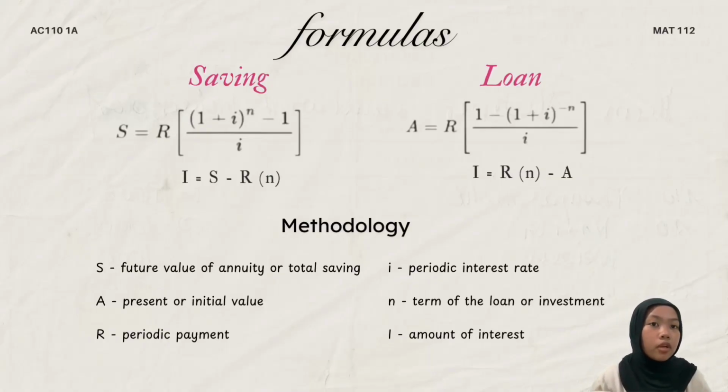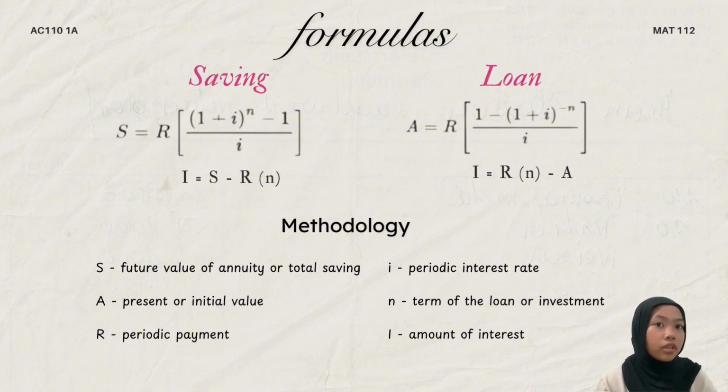We have two formulas for saving and two formulas for loan. In the saving one, we have a formula to find the future value, or S. To find it, we use S equals R[(1 plus i) to the power of n minus 1] divided by i. To find the interest, we use I equals S minus R times n.